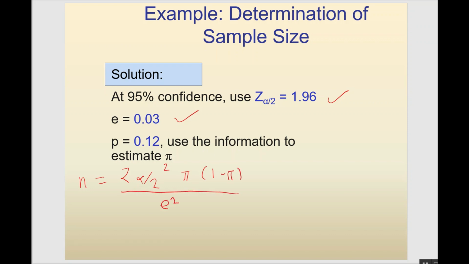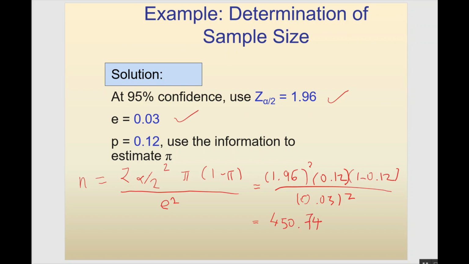So basically you just plug in, all this information is already stated up here. 1.96 squared, times 0.12. This 0.12 is the information of P we used to estimate your pi here. So 0.12, and then here is 1 minus 0.12, divided by 0.03 squared. After you calculate this, you should be getting 450.74. So you round up to a greater value, and you should be getting N equals 451.